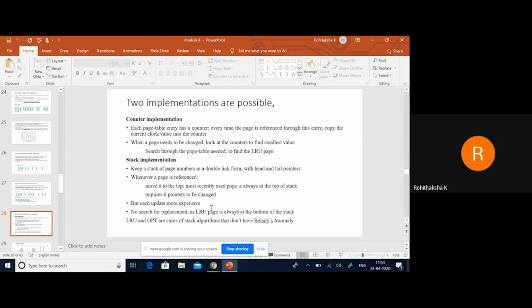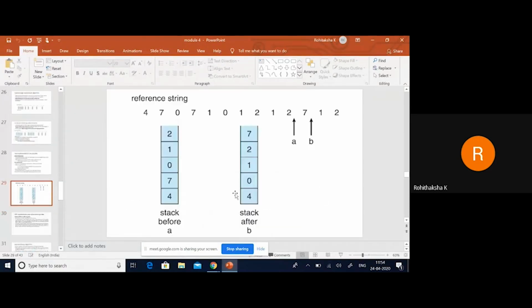It requires 6 pointers to be changed, because if that particular page is residing at the bottom of the stack, then we have to bring it to the top of the stack. So approximately we require 6 pointer changes. Each update is more expensive, but there is no search for the replacement, as the LRU page is always at the bottom of the stack. So you can see here the stack implementation.